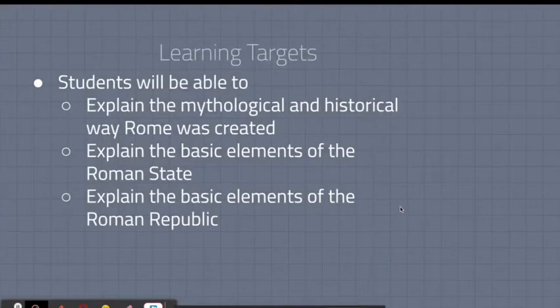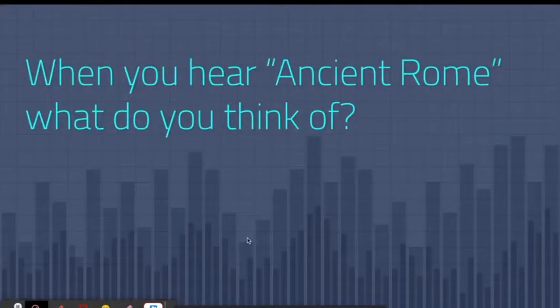All right, so your learning targets are: students will be able to explain the mythological and historical way Rome was created, explain the basic elements of the Roman state, and explain the basic elements of the Roman Republic. All right, first question. When you hear ancient Rome, what do you think of?